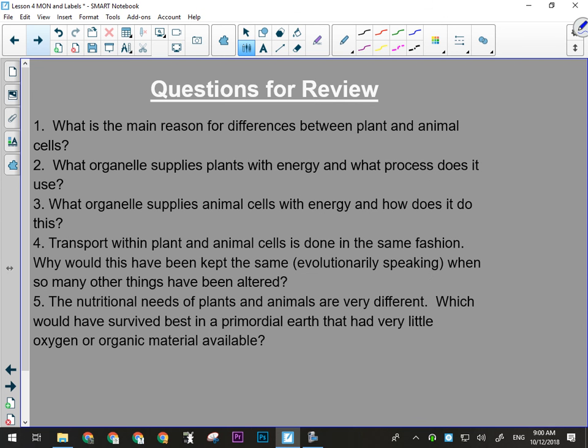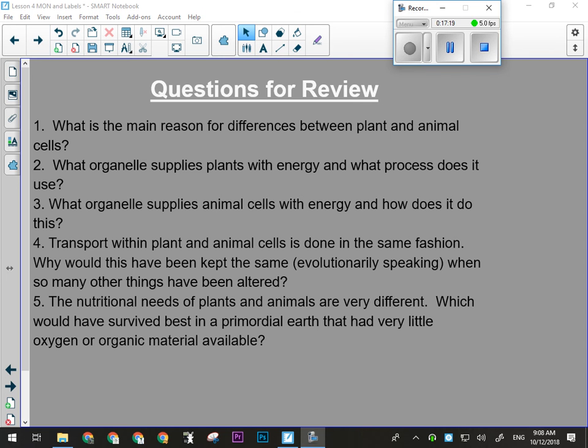Okay, I'm gonna have you guys write some answers down for those real quick, and then I'm gonna give you your cell diagrams, and we'll go over those. Okay, let's quickly just go over these here. Main reason for the differences between plant and animal cells, 3 words. Modes of nutrition, absolutely. That's the main reason for the differences. They have different modes of nutrition.